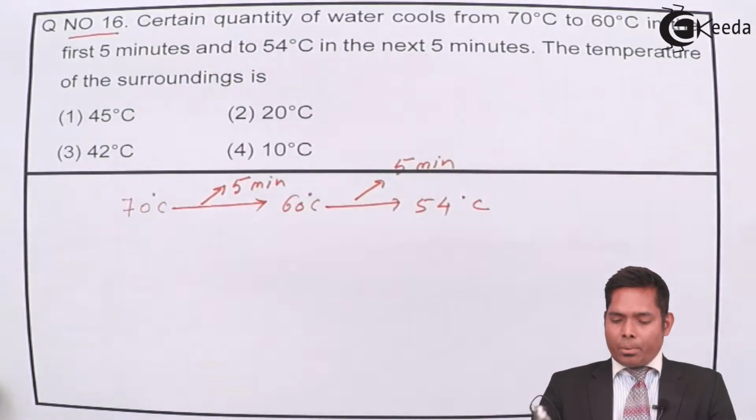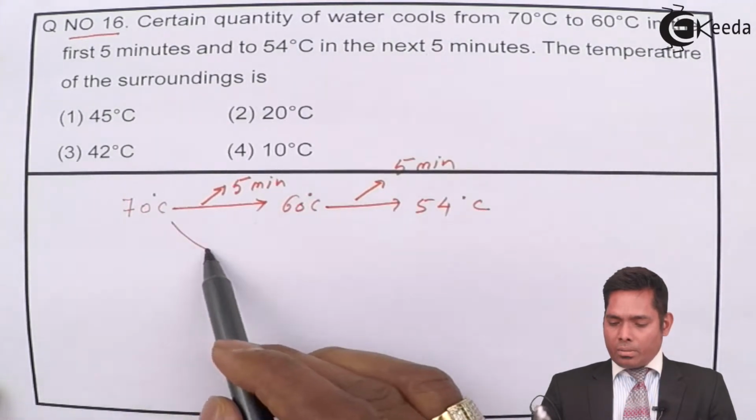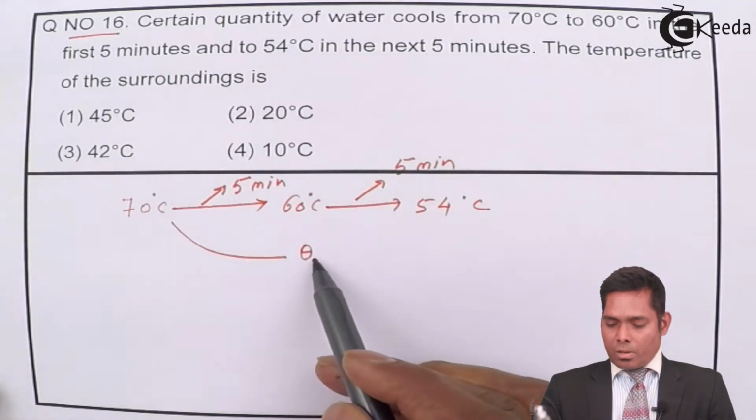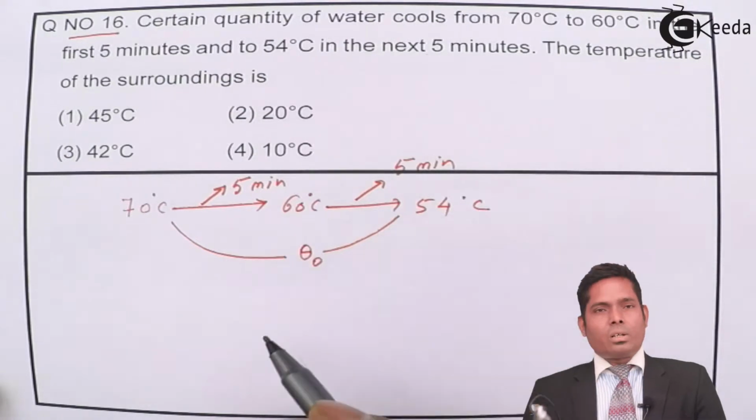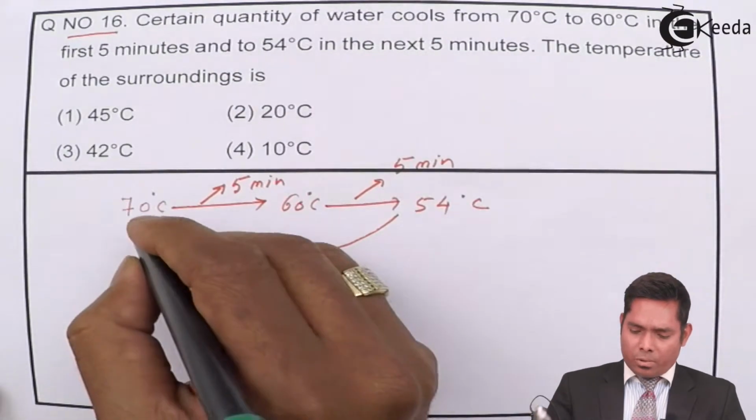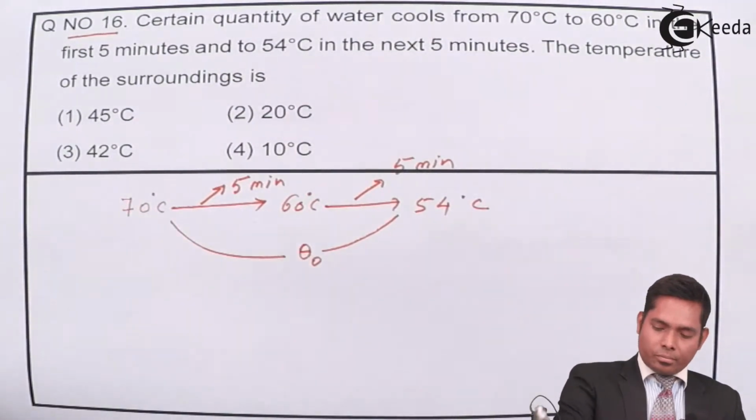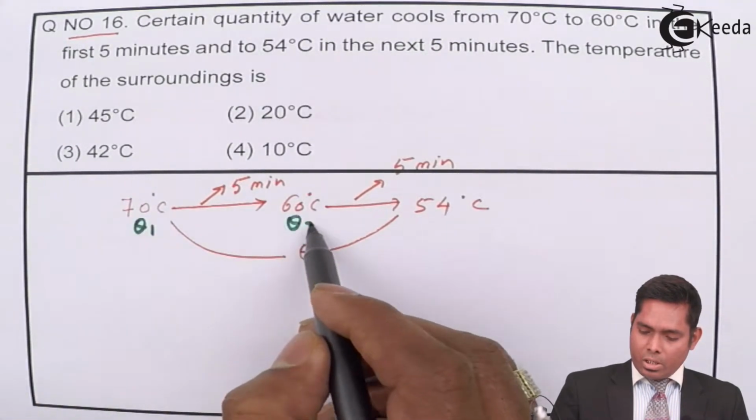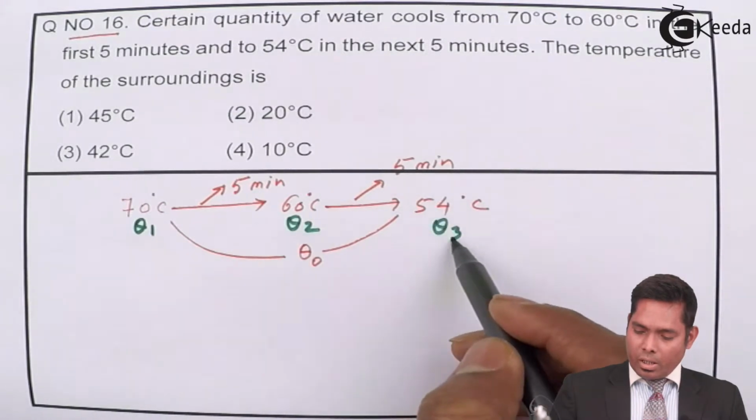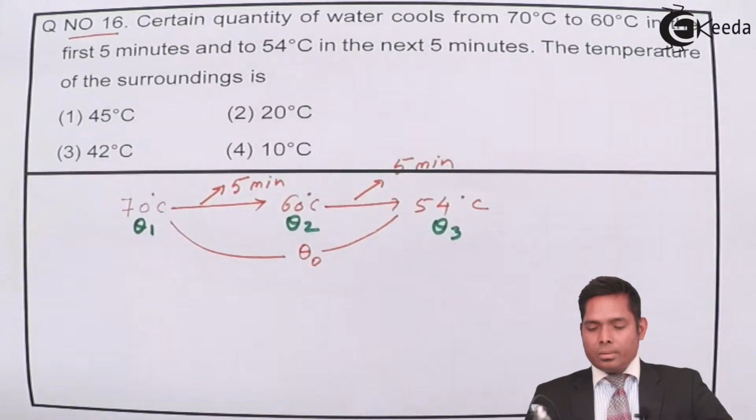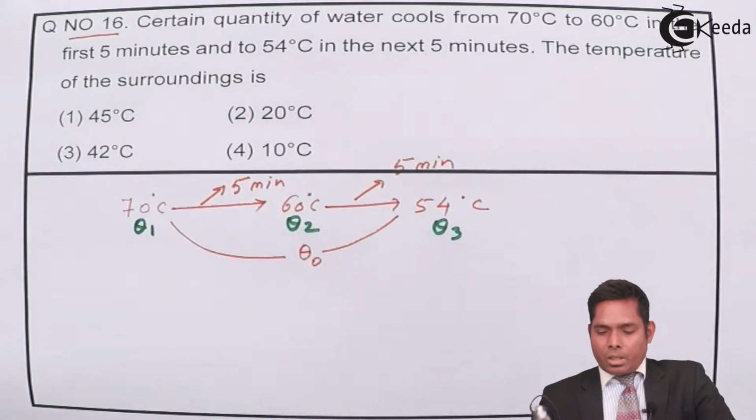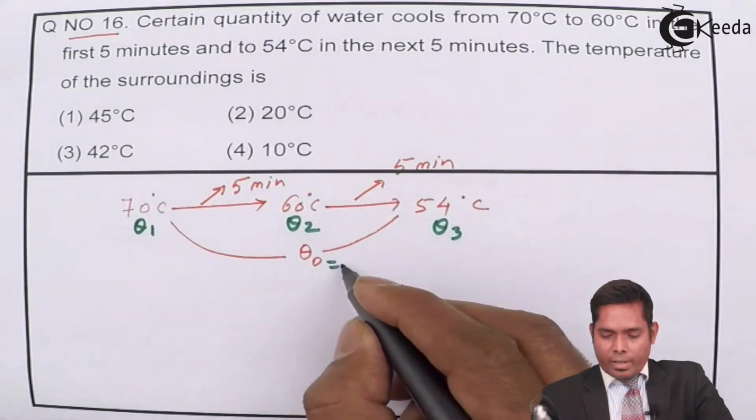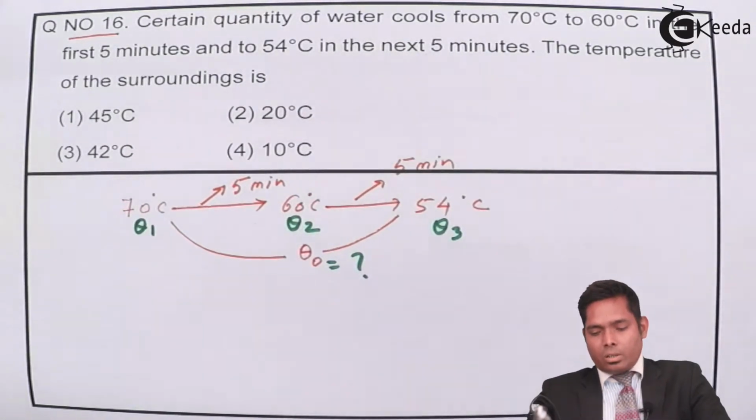Okay, the temperature of the surrounding. What is the temperature of the surrounding? Suppose the temperature of the surrounding is theta naught. General notation: this is, suppose, theta 1. This is my theta 1, this is my theta 2, this is my theta 3. And this is the surrounding temperature. So the question is to find this theta naught.